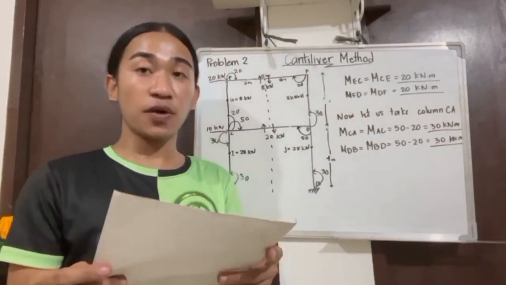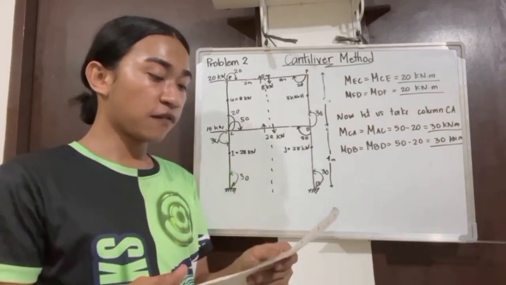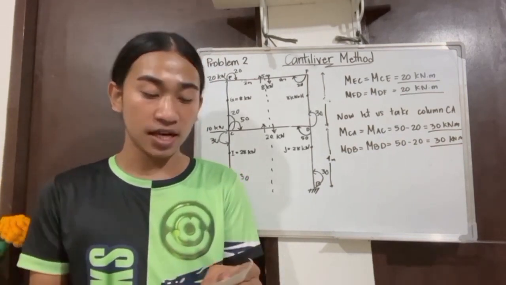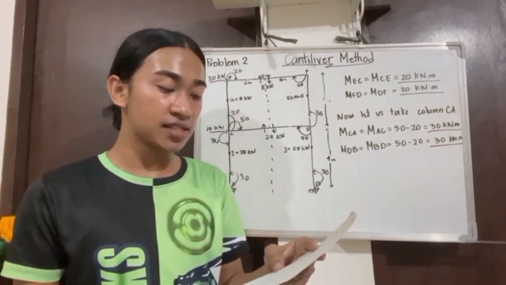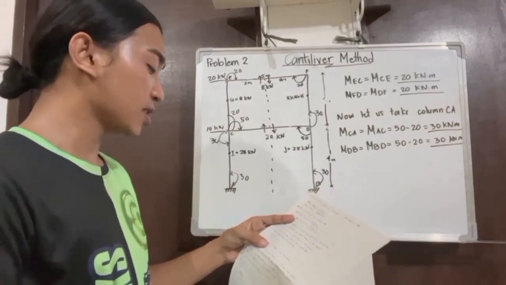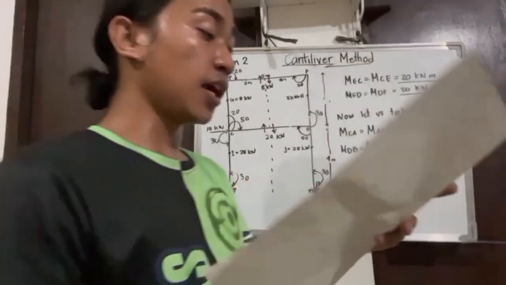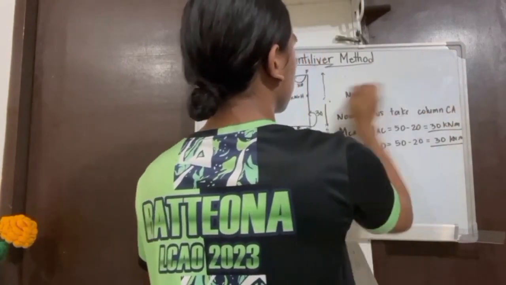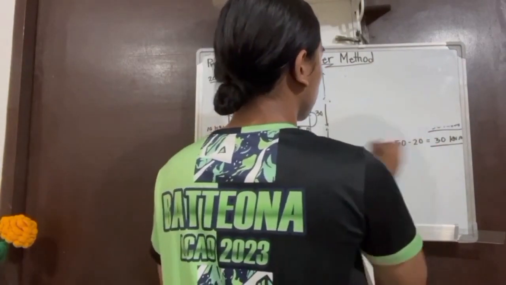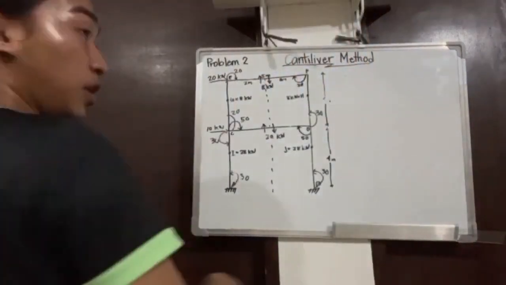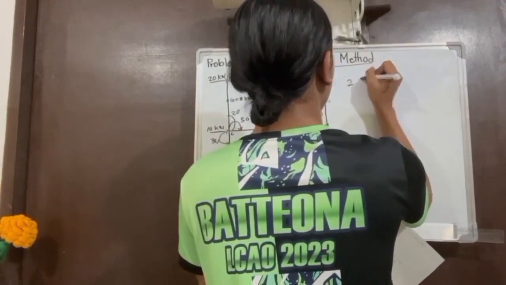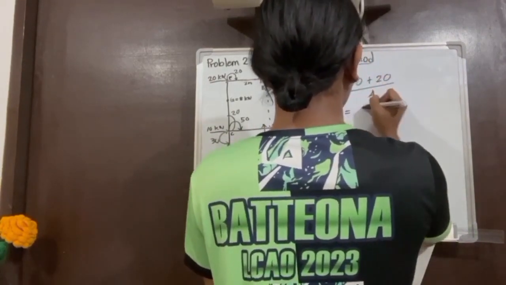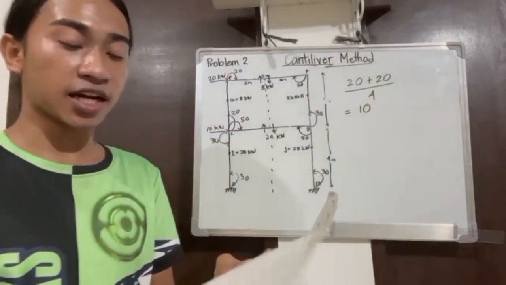In this analysis, we have calculated all the moments. We have calculated the shear forces in the beams. Now, let us find the shear forces in the columns. Let us find the shear force in the column EC. We have to add these two moments. 20 plus 20 over 4 is equal to 10. Same process for the rest.